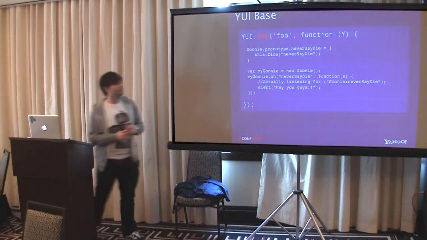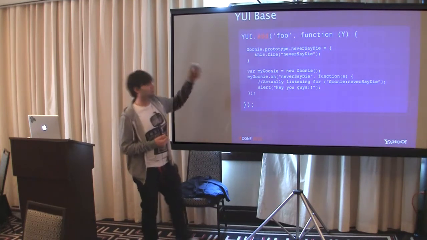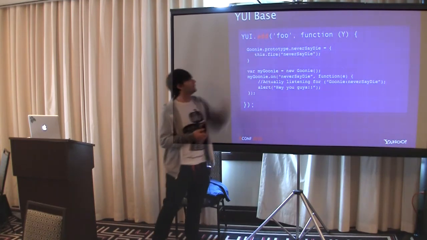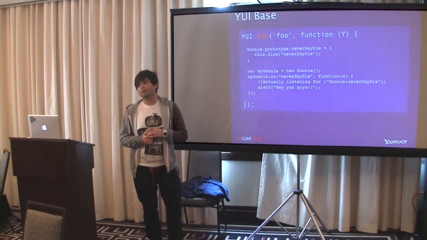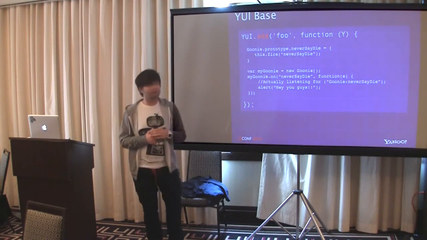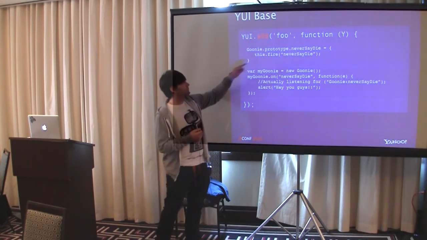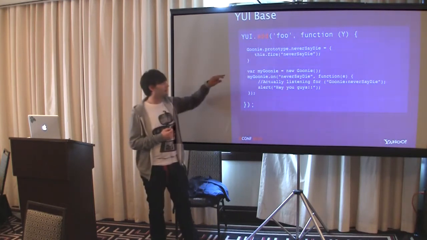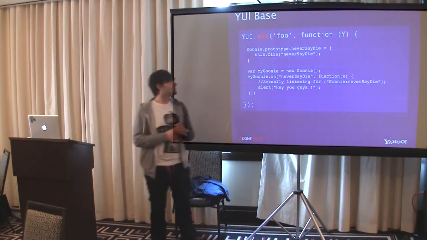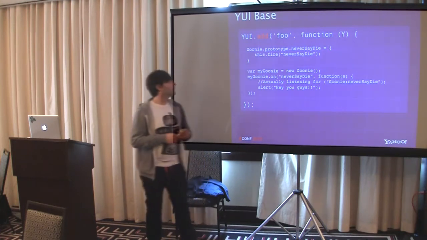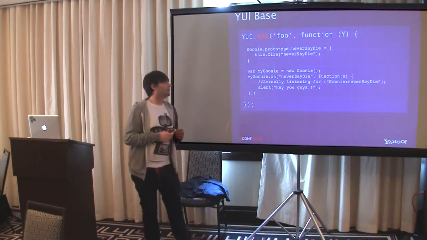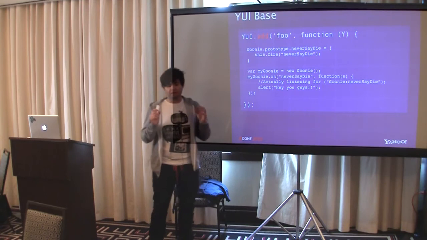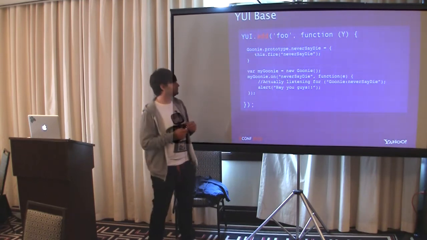So in this case, if we were to create a class called GUNI, we are going to instantiate a method that says never say die. And then what we want is that once this event, never say die, happens, we're going to broadcast, say, hey, I've been called. Let everyone that's subscribing to me listen.